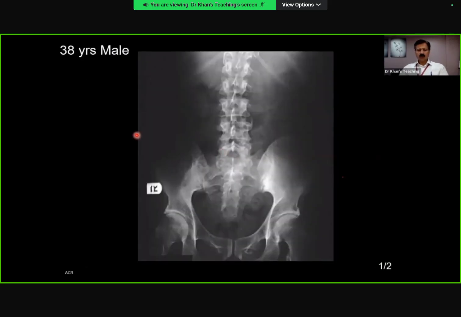Okay, candidate 4. This case, if you see, has got bilateral asymmetrical sacroiliitis. What is happening in the spine? Can you pick up anything in the spine? Candidate 4.